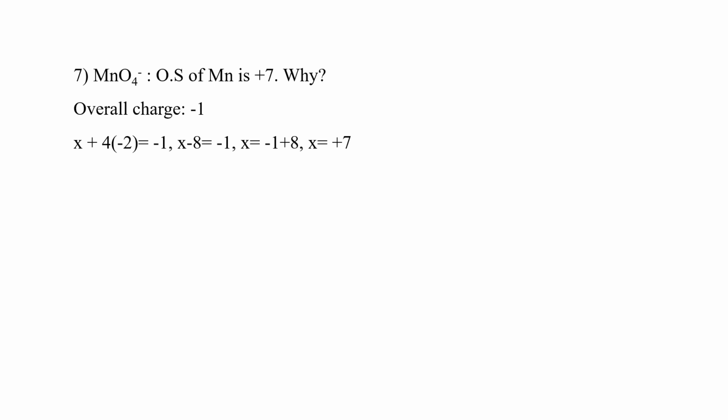How did we find that 7? Simple. We are going to let X be the charge of manganese, right? Plus 4 oxide ions times the oxidation state of the oxide ion, that is -2. So that's going to be X plus 4 times -2 is equal to the overall charge, which is -1. Remember that we said the oxidation state of an ion is equal to the charge on the ion, right? Trying to solve for X, that's going to be X minus 8 is equal to -1. And X becomes -1 plus 8, which is +7.